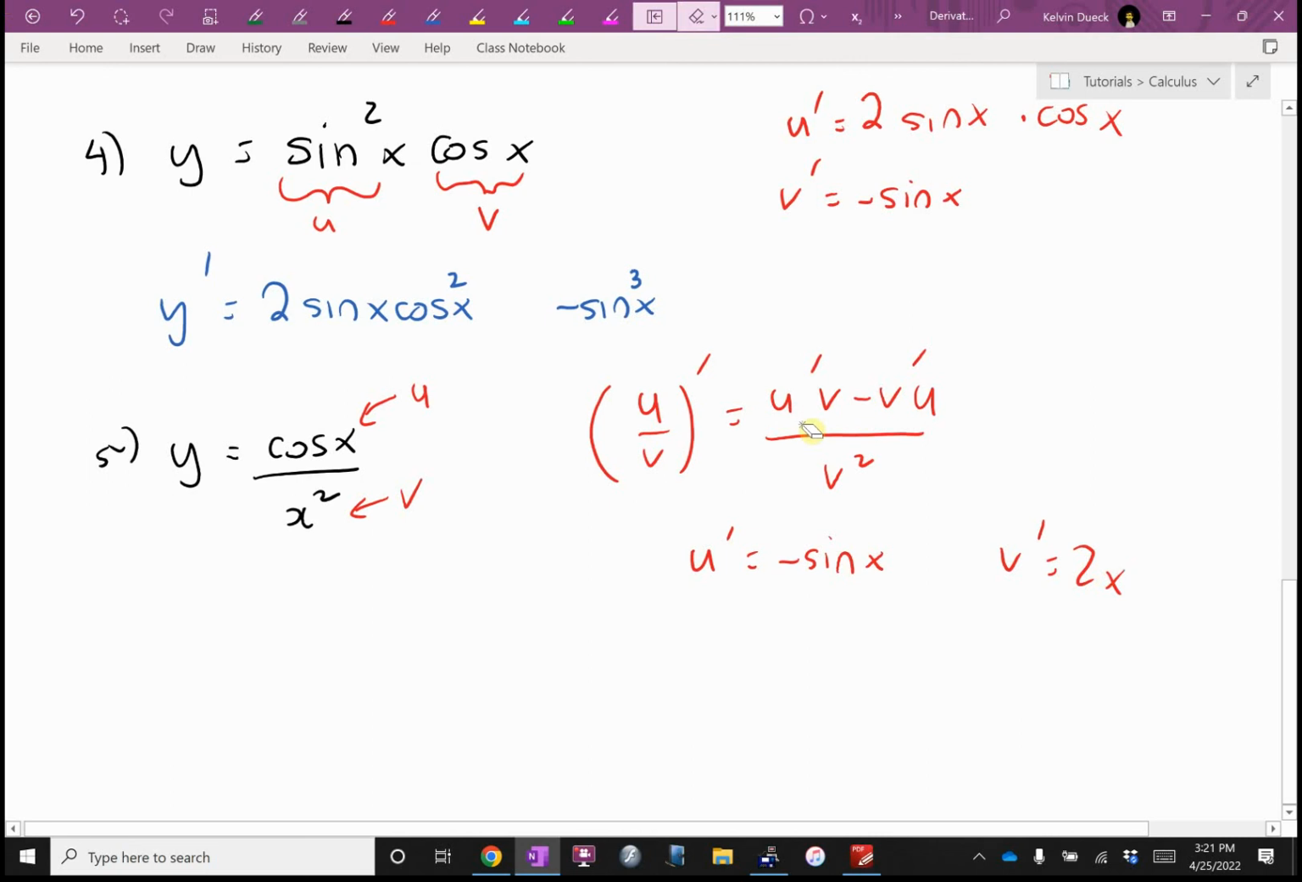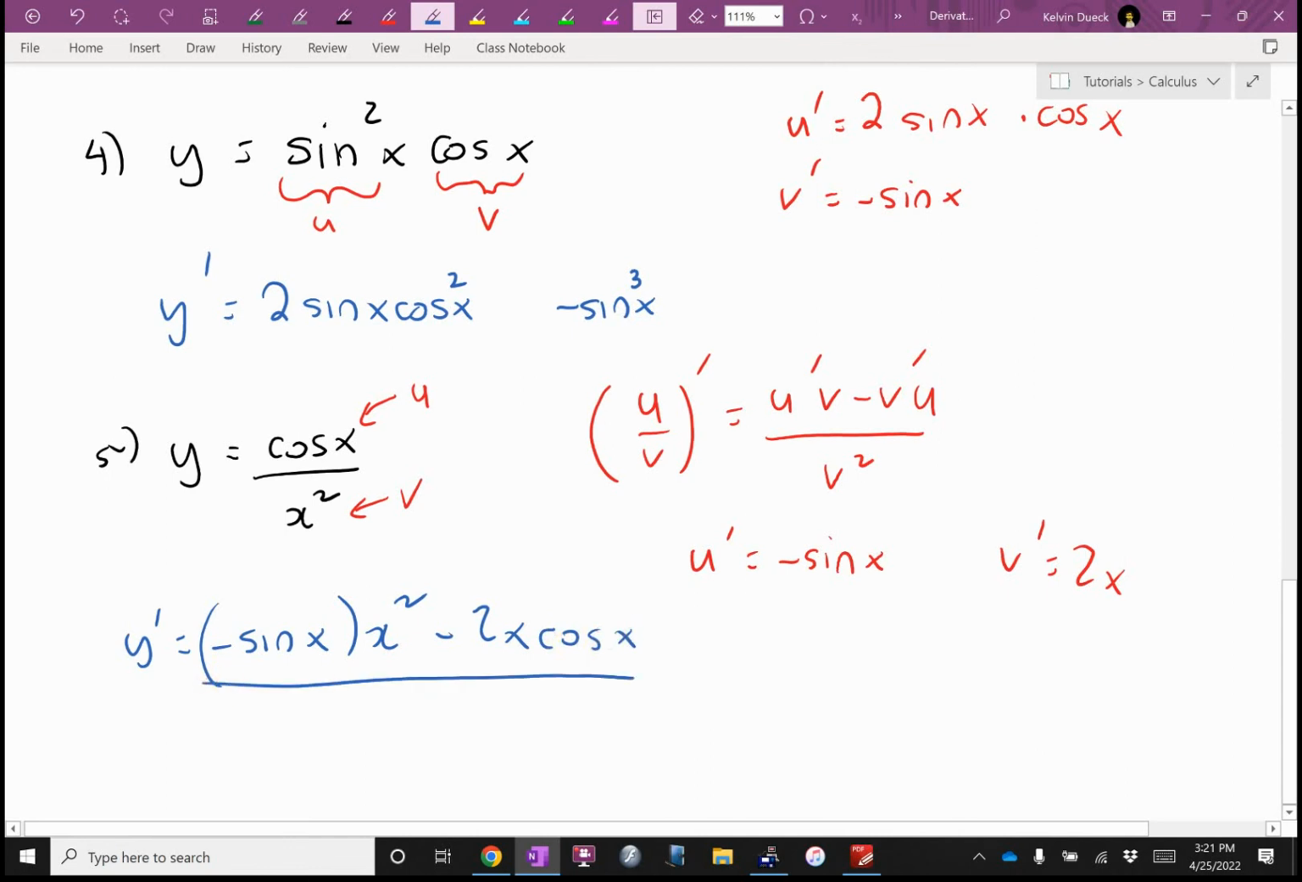Okay, now I'm going to plop that there, but with all the substitutions. Here we go, Karen. y prime equals u prime, negative sine x, times v, x squared. They would probably put the x squared in the front like a coefficient, but I'll write that for now. Then there's a minus sign. By the way, if I make a mistake, please holler at me because it's been a while since I've done calculus. v prime, 2x, times u, cos x, all over v squared, x squared, squared.